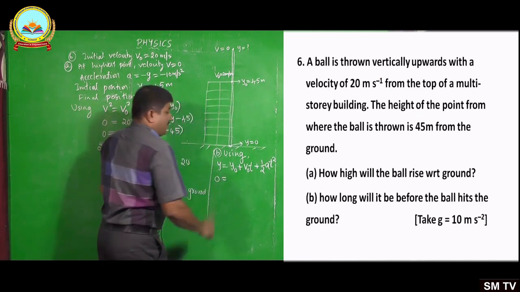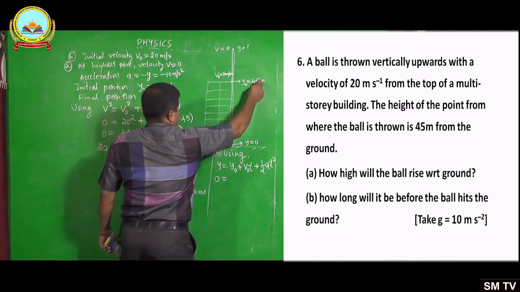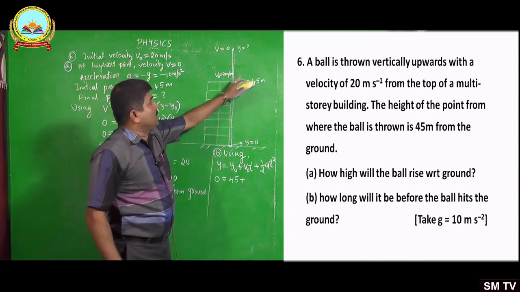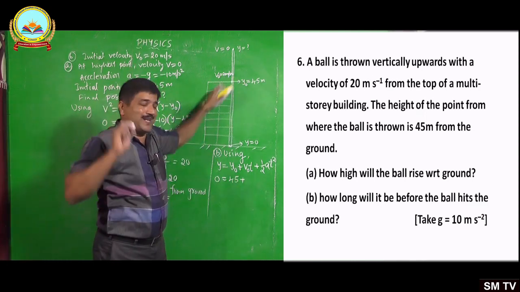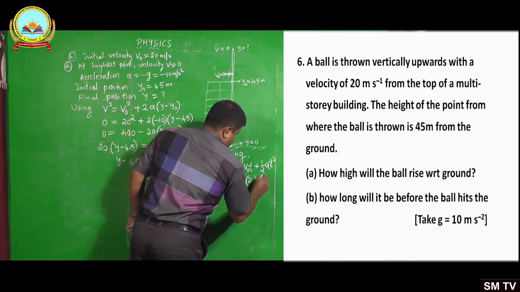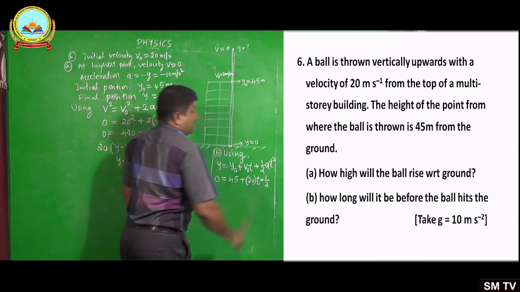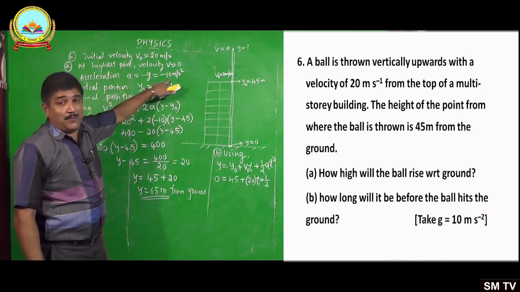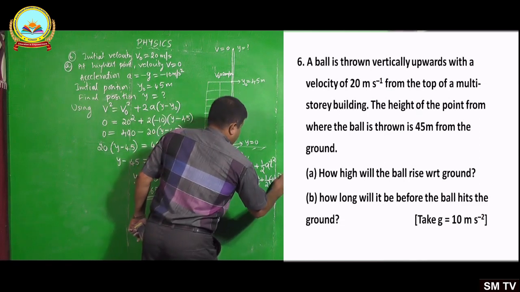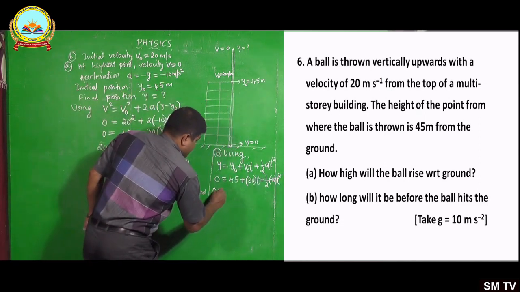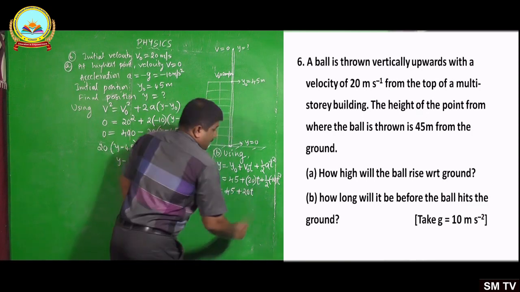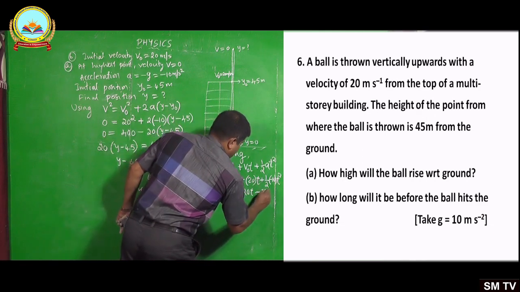So 0 equal to, from where it is thrown, y naught is the initial position 45. So 45 plus the velocity with which it is thrown, 20 meter per second upward, so plus 20t. Then plus half times a, the value of acceleration in the question we have to take as minus 10, so minus 10 into t square. Now simplification: 0 equal to 45 plus 20t, and 10 by 2 is 5, so minus 5t square.